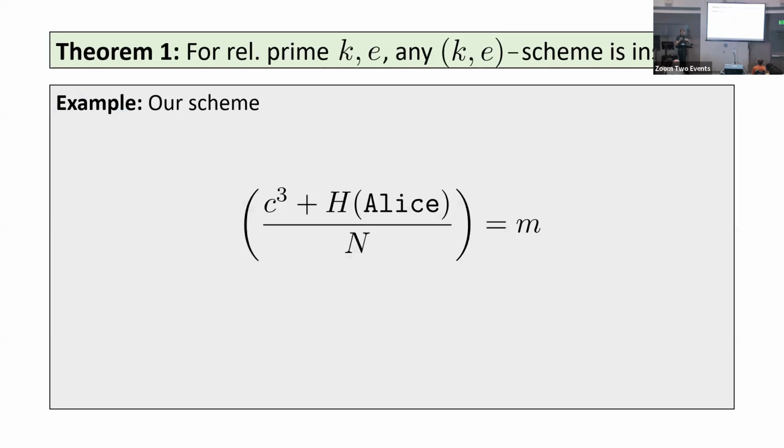Okay, I did things very abstractly, but it turns out if you work through it for the scheme that I presented earlier, for the degree 3 scheme, the decryption is actually really simple. You take whatever the ciphertext is, you cube it, you add the hash of Alice, you do the Jacobi symbol, and if you work through the math, you find out that you actually recover the message. So this is completely insecure.